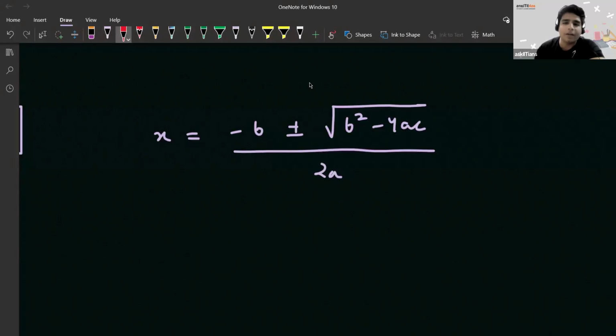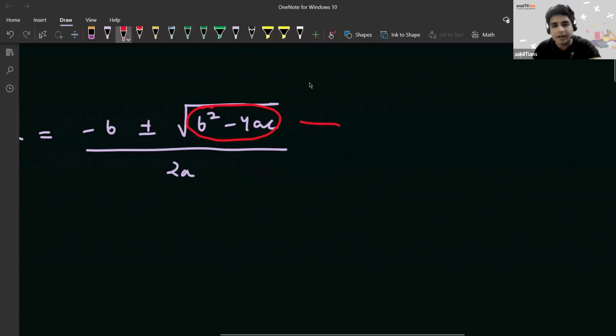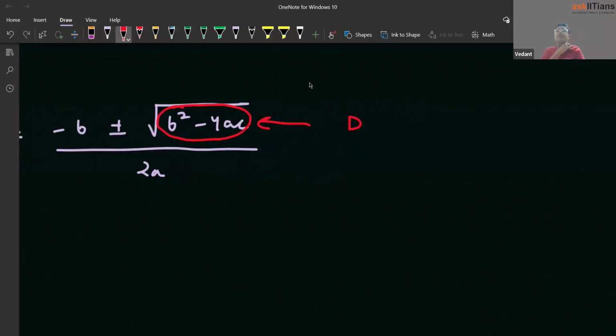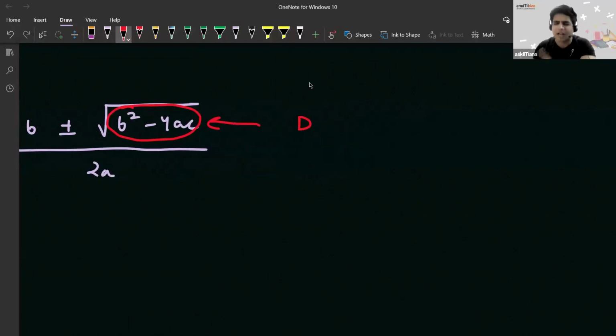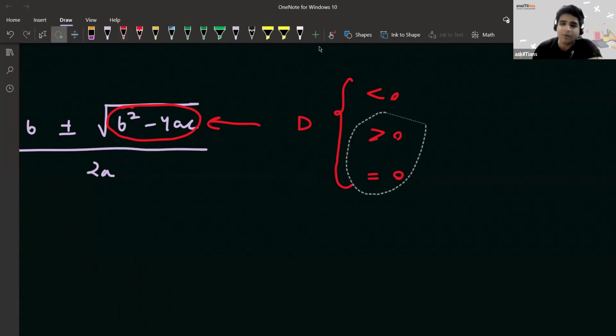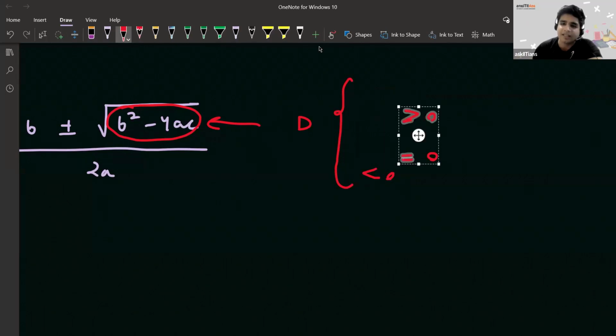And what is this thing called, everyone? The thing that is under the root. It is known as discriminant, right? We call it small d, or using capital D, we also denote it. So now this D can be equal to what, everyone? It can be less than 0, greater than 0, or equal to 0, right? That is what we have learned. So let's start with greater than 0, and the less than 0 we will discuss in the end.